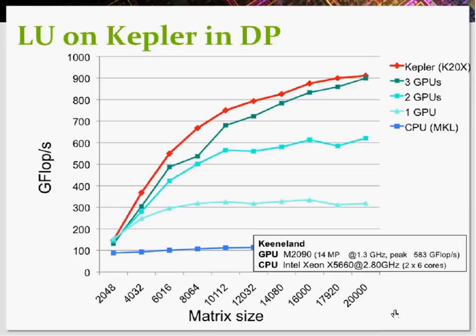That was from the time when the 2090s were available, and then the Kepler came. So that's to illustrate that a single Kepler is faster for this operation than the 2090.